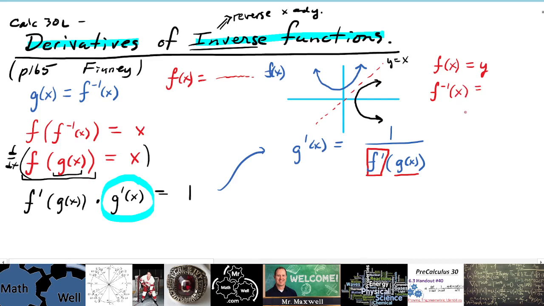What does that equal? Yeah, it equals g of x, but does it equal x or y? No, not quite. This isn't a prime. This is inverse. So it's inverse. Okay, so inverse means what? Reverse. So the answer is just x here.